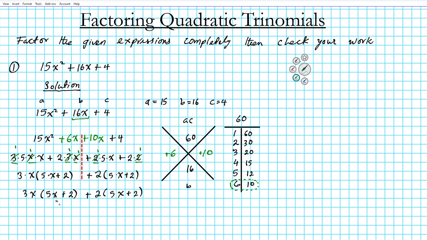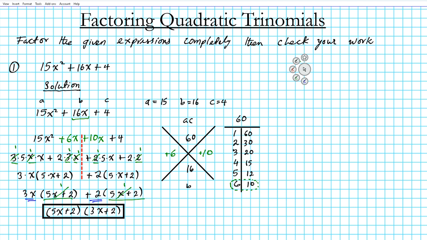Okay, so what we're going to do is factor out these two identical quantities, 5x plus 2. So that's factored out as 5x plus 2. So it's as though we're dividing by this quantity, so these two become 1, and we're left with 3x plus 2, which we'll group together in their own nice little parentheses. And ladies and gentlemen, this is the factored state of the quadratic trinomial, 15x squared plus 16x plus 4.